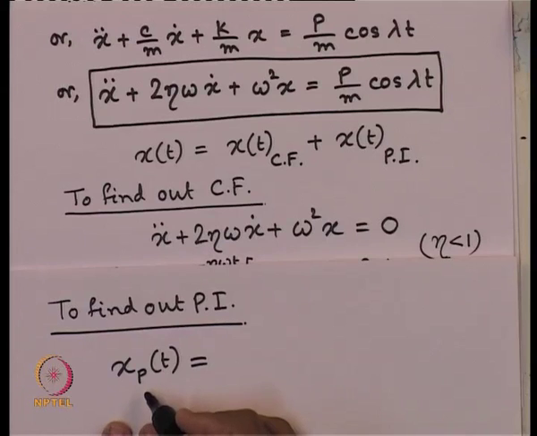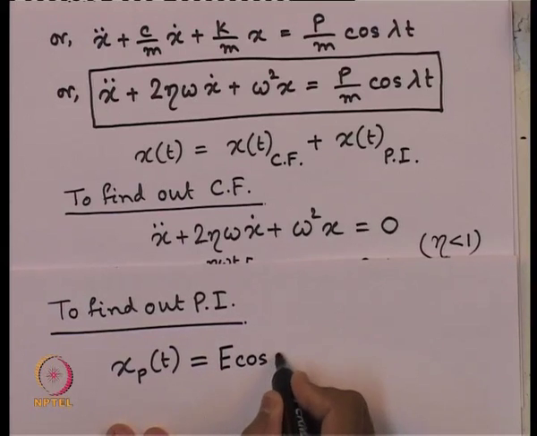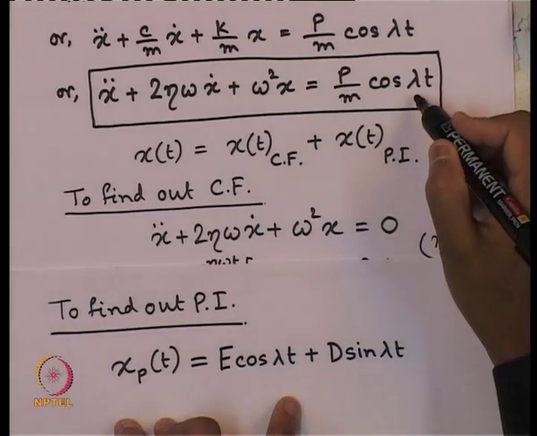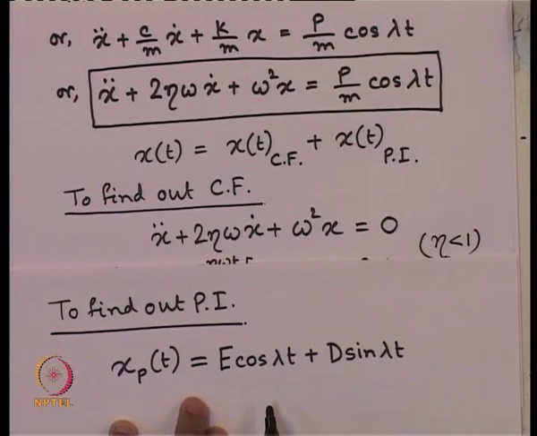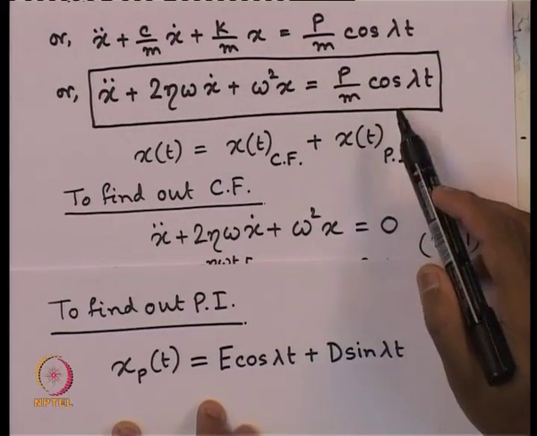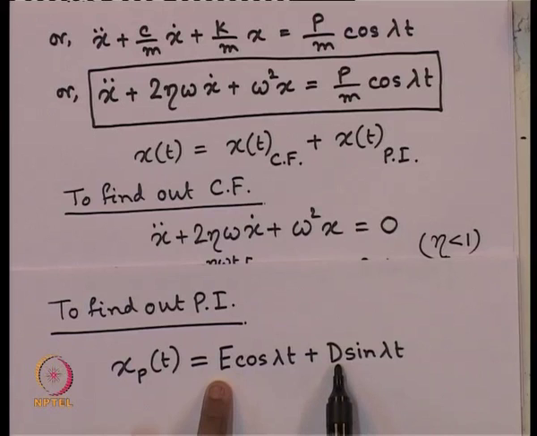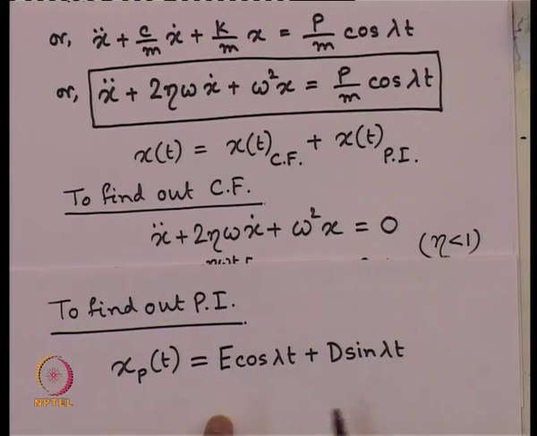So, let us assume that the form of the solution of the particular integral is a harmonic function like this, e cosine of lambda t plus d sine of lambda t. It will be a function of this given parameter on the right hand side. So, I have assumed a harmonic function as a solution because of this reason, with lambda t as the parameter, but combinations of cosine and sine with unknown constants E and D. These unknown constants we now need to determine, which will satisfy this basic differential equation.